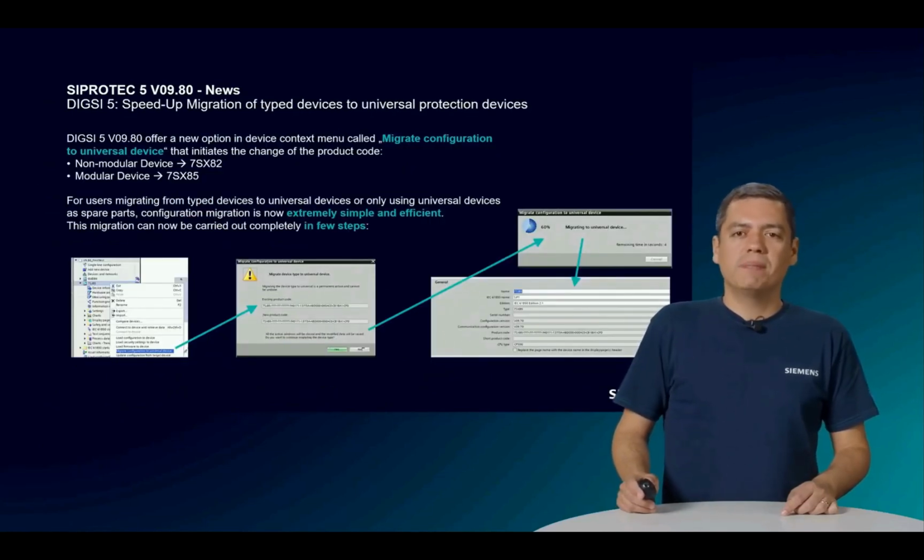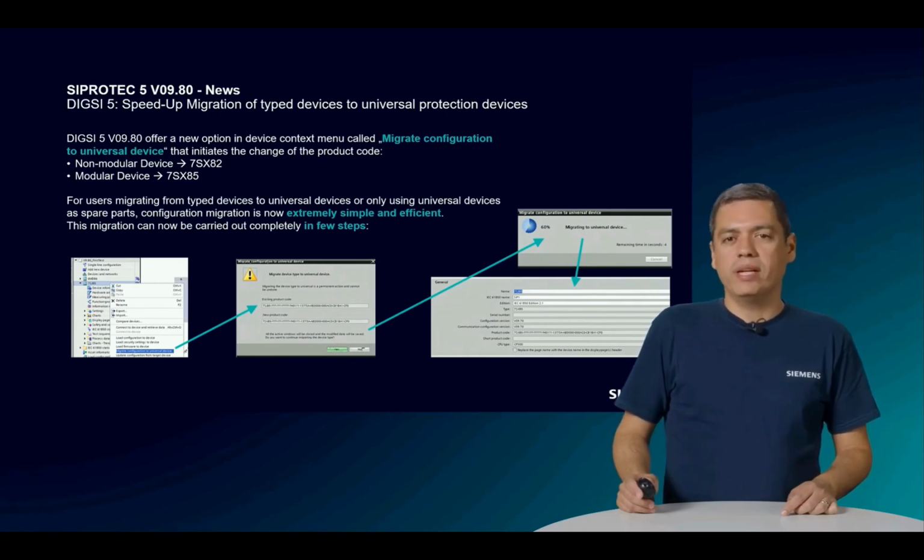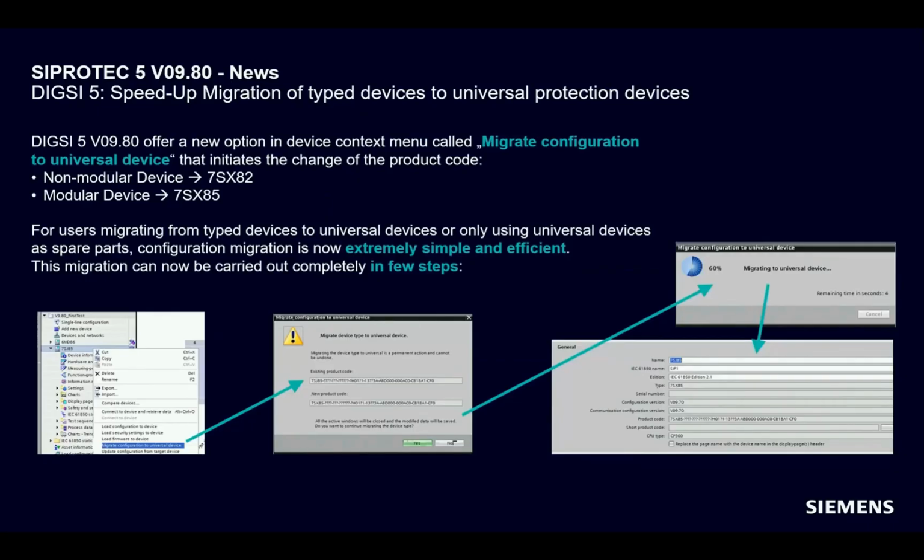Speed up migration of typed devices to universal protection devices using DIGSI 5. Universal protection devices are already a reality when it comes to SIPROTEC 5 devices. We have 7SX85 devices, called the modular universal protection device, 7SX82 devices, called the non-modular universal protection device, the 7SY82 devices, called the non-modular universal protection LPIT device, and 7SX800 devices, called the compact universal protection device.